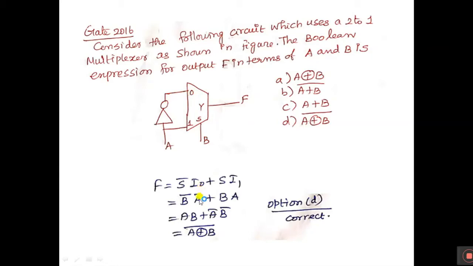So instead of I naught I can write A bar, plus B A. Instead of I1 I can write A. So if you remodify the circuit, it's directly AB plus A bar B. This is the equation of XNOR, A XOR B whole bar. So from the given options, the correct answer is A XOR B whole bar.